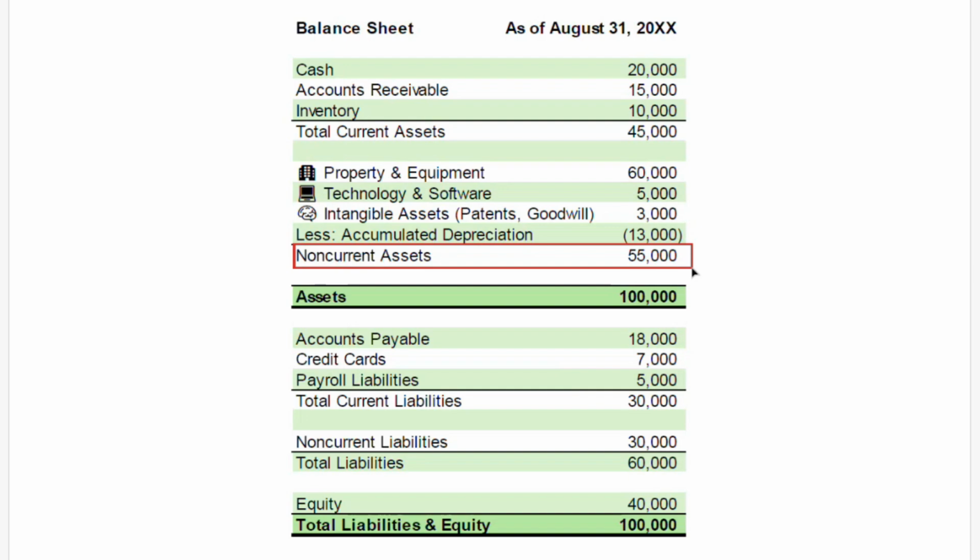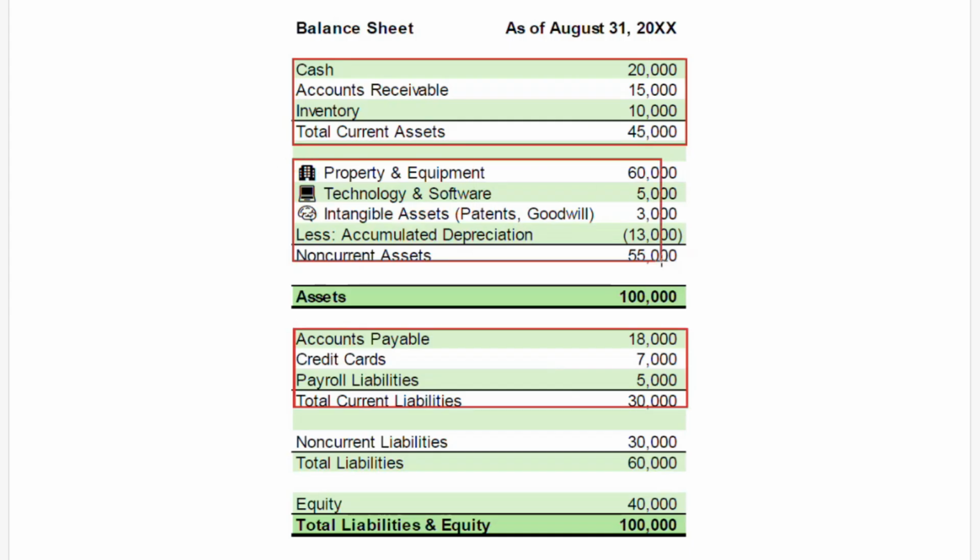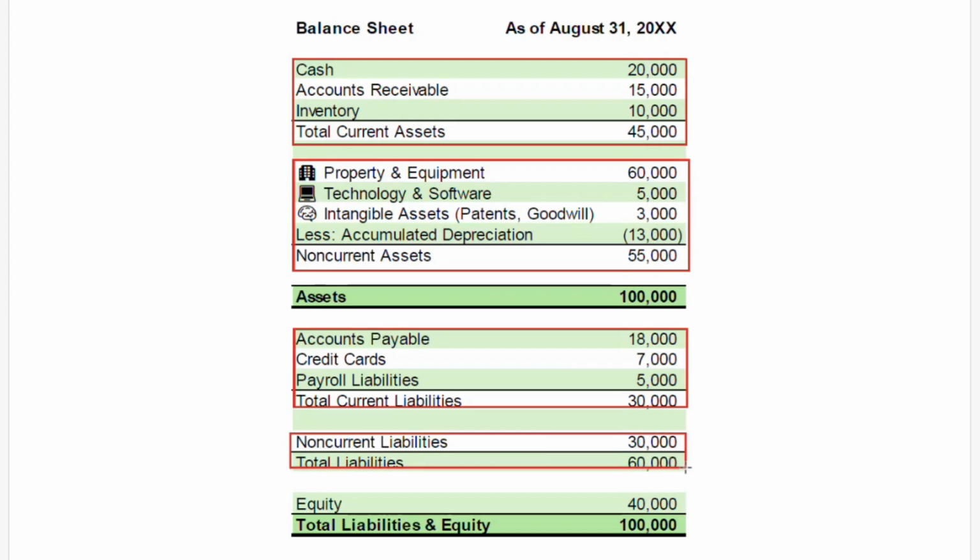And again, we've been expanding this accordion, if you will. We've talked about current assets. We've talked about current liabilities. And now look at where we are. We've also talked about non-current assets. So I bet you guys can probably figure out where we're going next. We're talking about non-current liabilities. That's going to be the next expansion of our balance sheet.